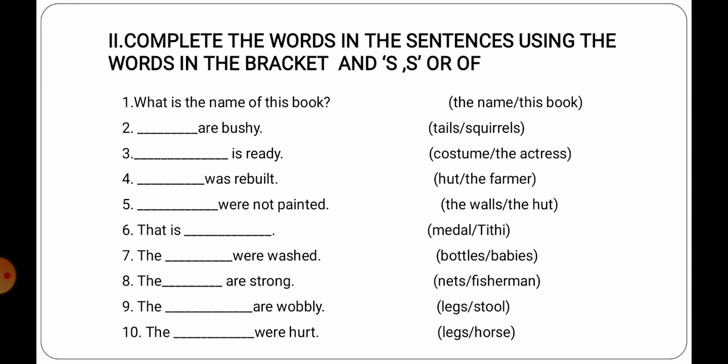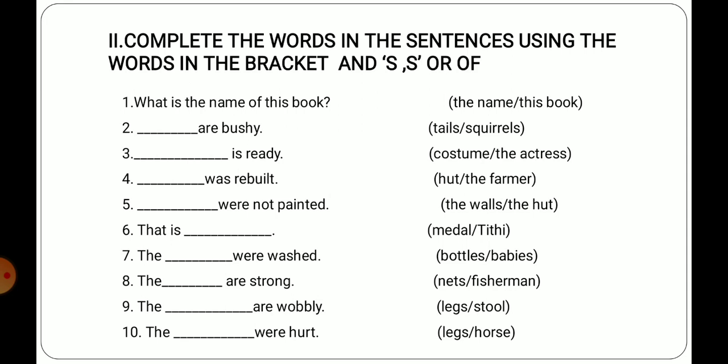So, in bracket, basically two things are given, the thing and the owner of that thing. So, how do you have to do it? You have to use apostrophe S, S apostrophe or of.